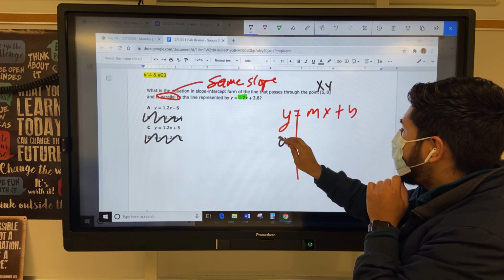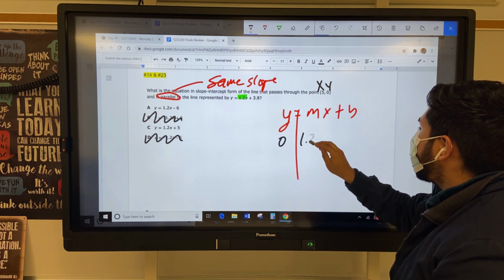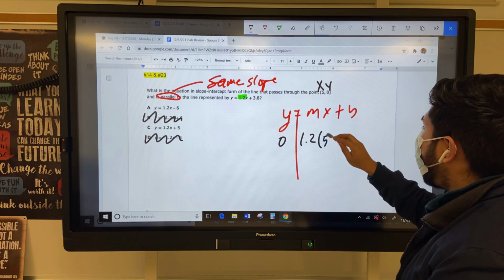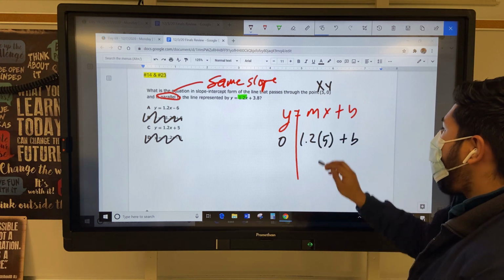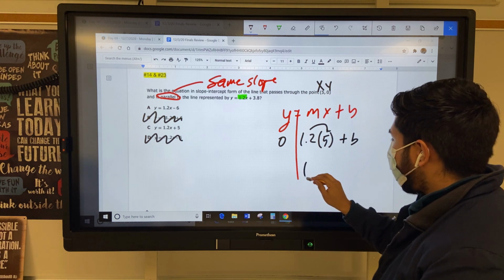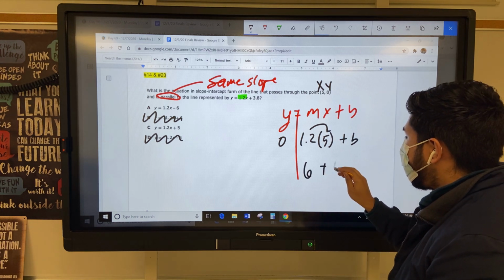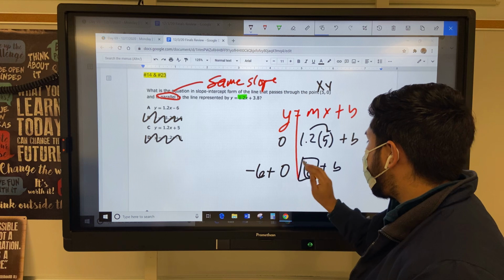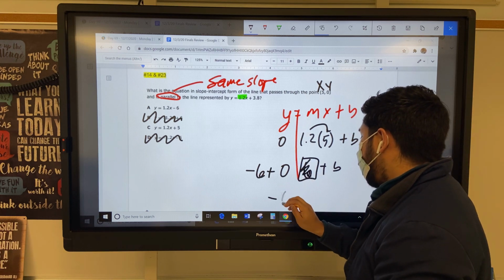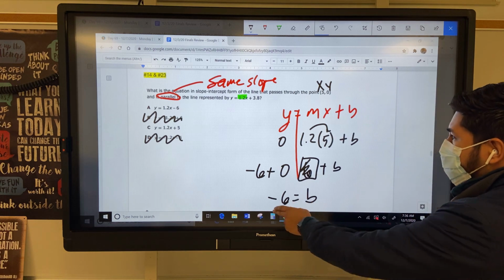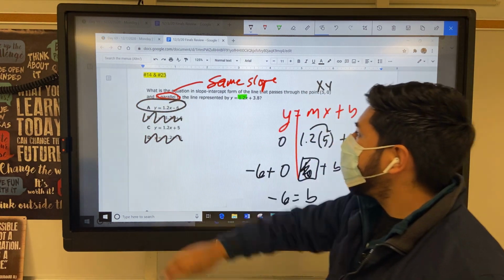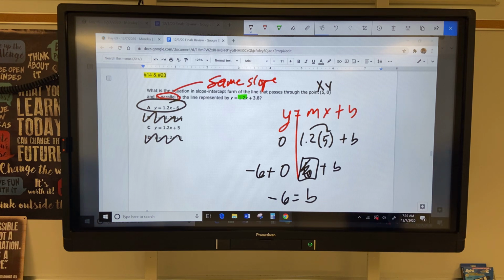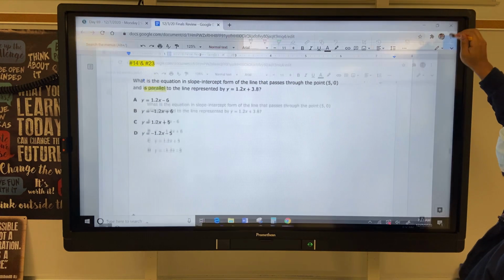Who's my y? 0. Who's my m? 1.2. Who's my x? 5 plus b. 1.2 times 5 is 6. And as you can see, we can probably already see what the answer is. Move this 6, it turns into a negative 6 plus 0. Negative 6 plus 0 is just negative 6 equals b. Negative 6 is letter A. Boom. Good stuff, good stuff, good stuff. I love it. 25-minute video, holy shoots. Come on, let's speed through it.